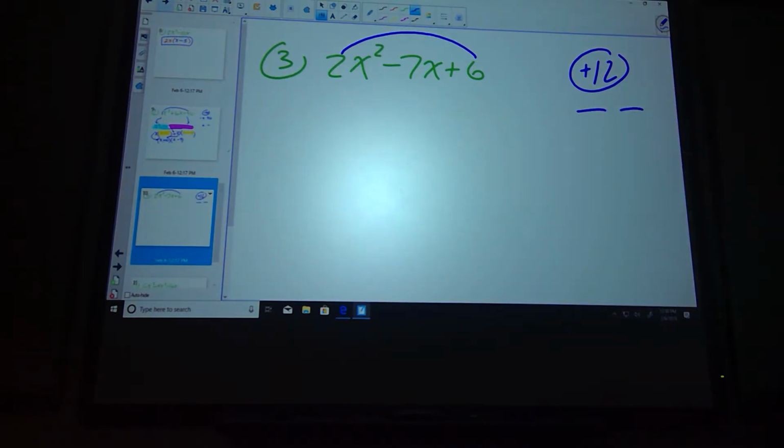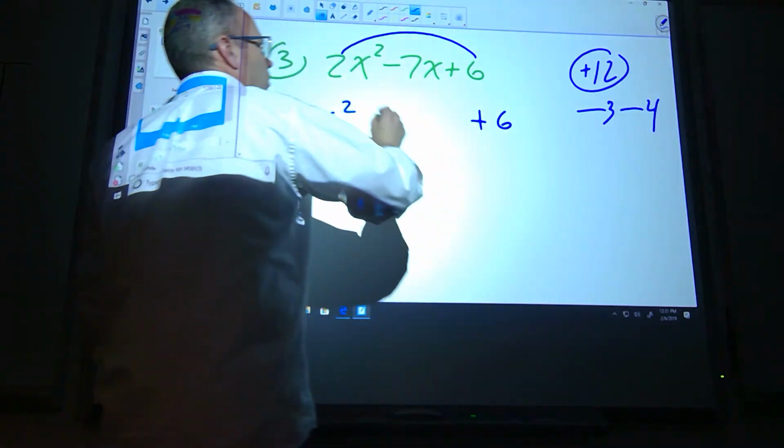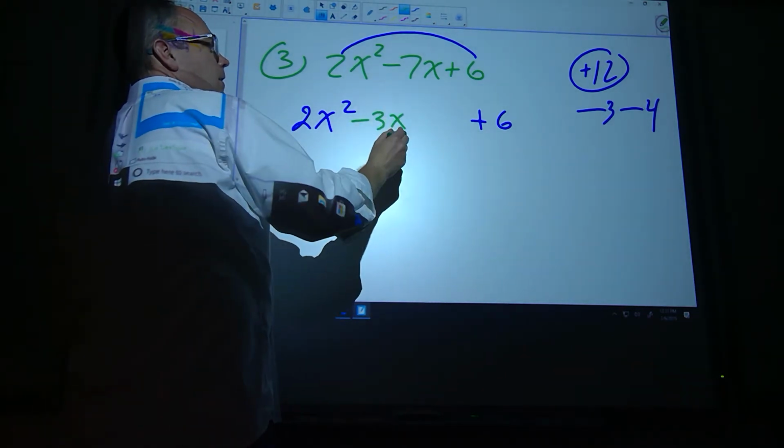So they're both negative. Who would you like me to pick on? Elizabeth. So just looking up there, we want both of our terms to be negative, and we want those terms to add up to negative 7. So factors of 3 and 4. I like it. Both negative. Negative 3, negative 4. So I'm going to bring this down, 2x squared. And I'm bringing this plus 6 down. So what are we going to put in the middle here? Minus 3x minus 4x.